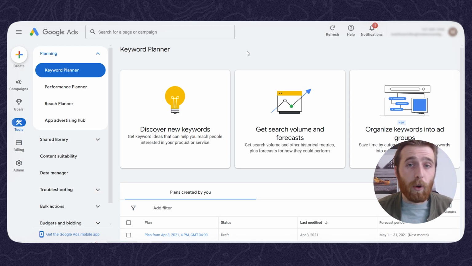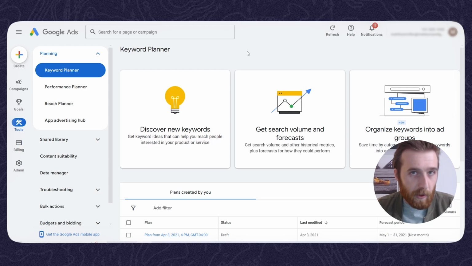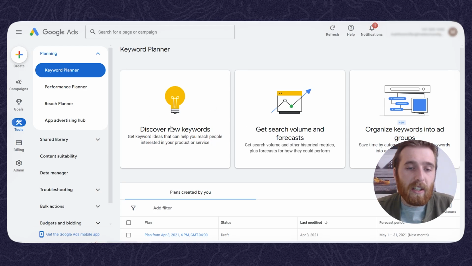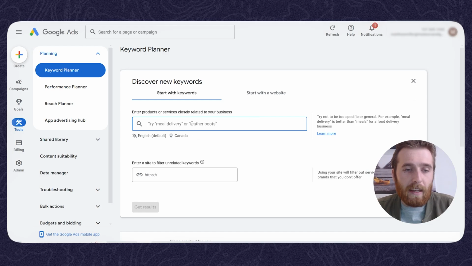And the Google Ads Keyword Planner, that's all first-hand data from Google, so you know exactly what keywords have traffic and exactly which ones don't. So I really like using the Google Ads Keyword Planner, and I find it's the most accurate by far. So I'd highly recommend using it. And by the way, it's completely free inside your Google Ads account. What we're going to do is hit discover new keywords. We're going to come down here and type in one of our products.